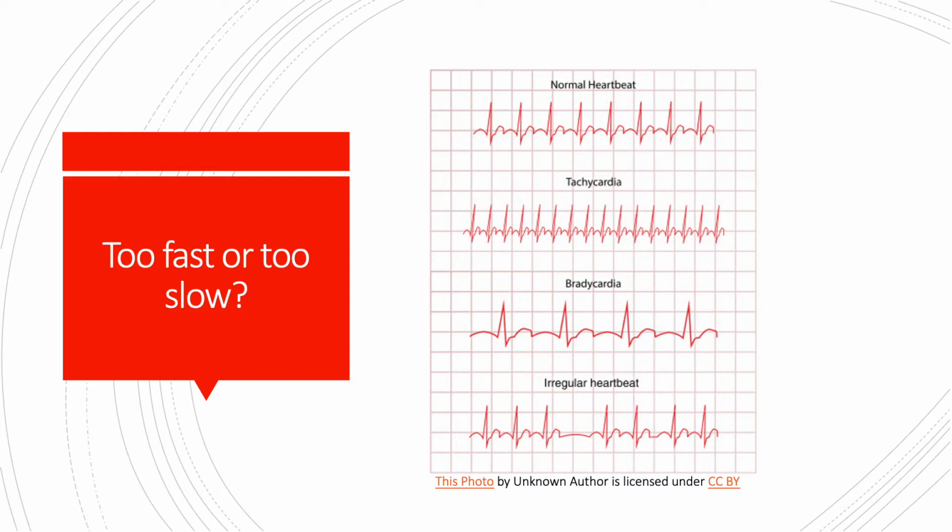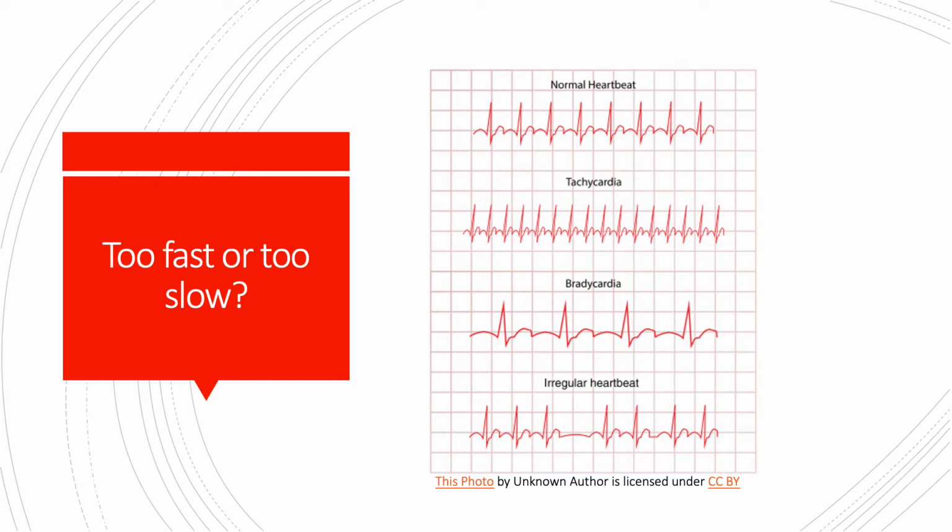When the heart rate falls below 60 beats per minute, it's commonly referred to as bradycardia. And when the heart rate rises above 100 beats per minute, it's commonly called tachycardia. If you'll notice in the figure on this slide, you can see the normal heartbeat, what it should look like. It's got the P and R and S waves, and they're evenly spaced.